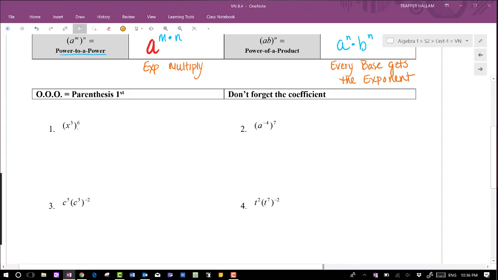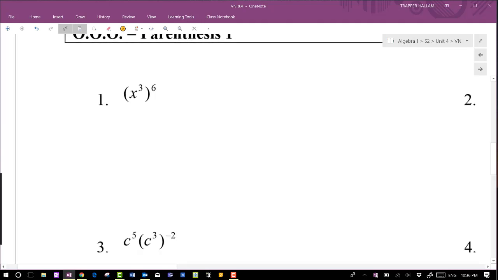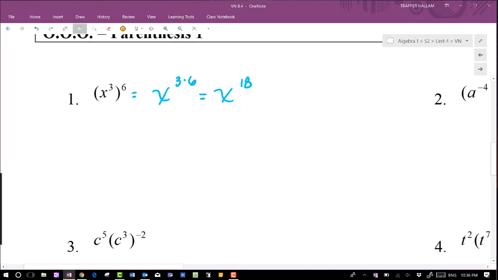All right, so here's an example in example 1 that has a base that's raised to an exponent, but that is additionally raised to the power of 6. So what's going to happen? Well, quite simply, that 3 is going to be multiplied by the power of 6, resulting in x to the 18th, because we multiply our exponents when it's power to a power.